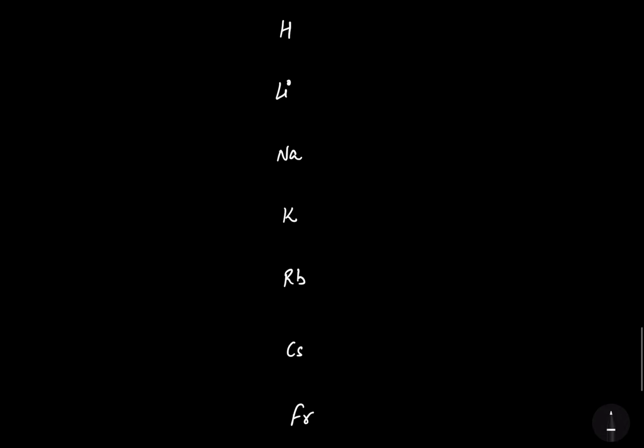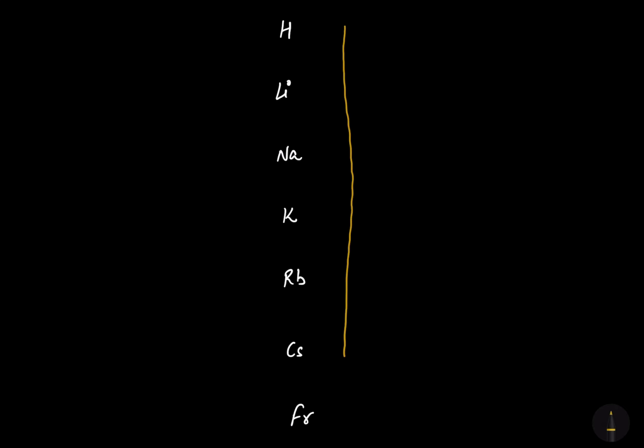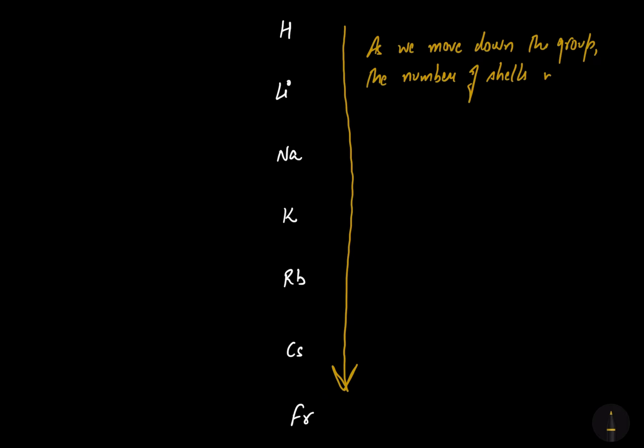Now here, as we move down the group, what will happen? The number of shells will increase. Then what will happen? Thereby increasing the number of electrons in inner shells.